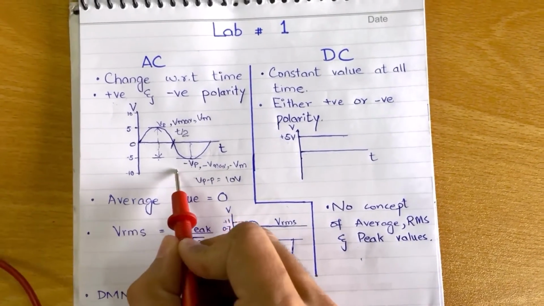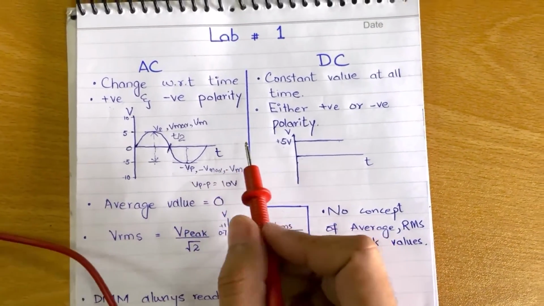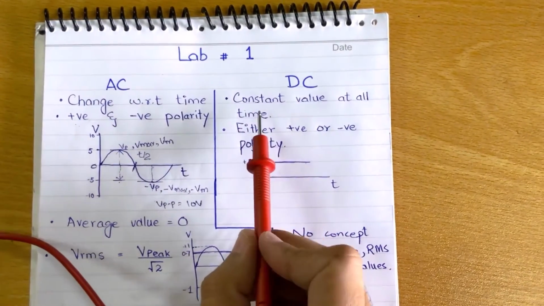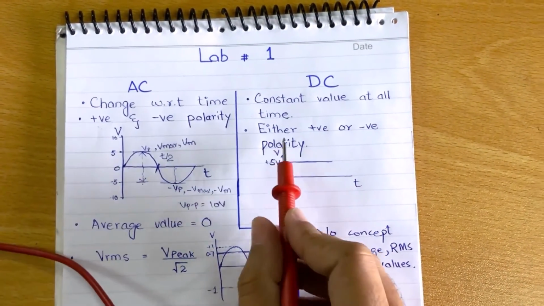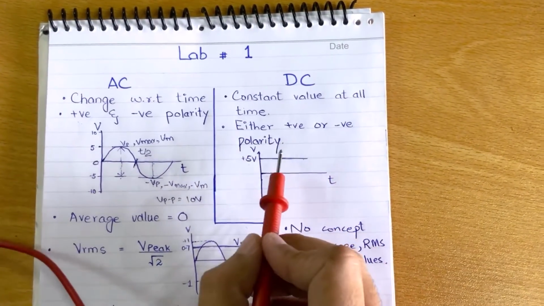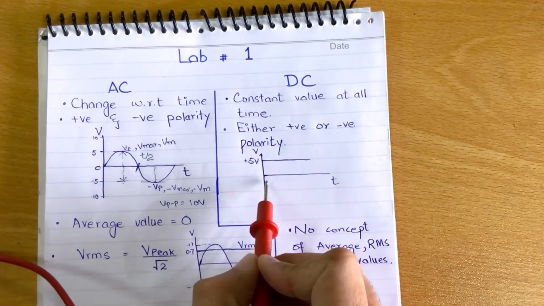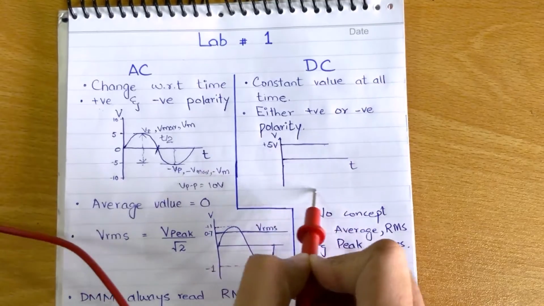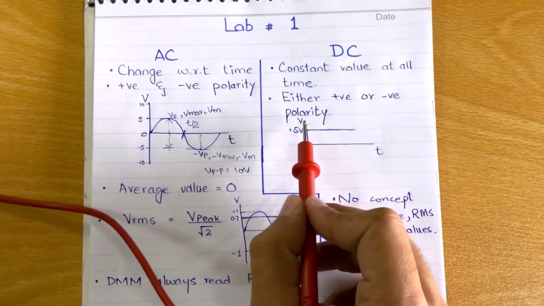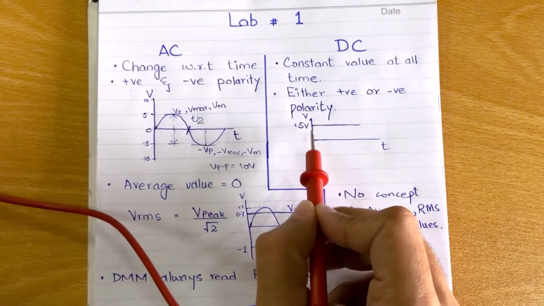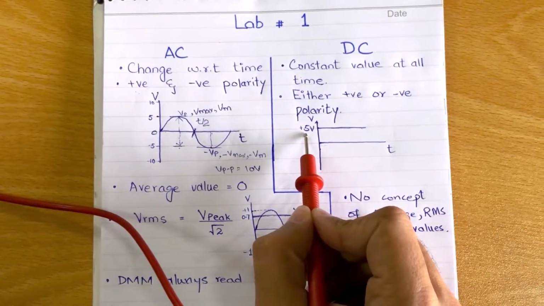Then we have another type of signal that is known as the DC signal. For the DC signal, we have a constant value at all times. It has no positive or negative polarity concept in DC signals. Let's assume the signal that I have drawn here. On the x-axis we have the time, while on the y-axis we have amplitude. And I have drawn a DC signal of 5 volts here.